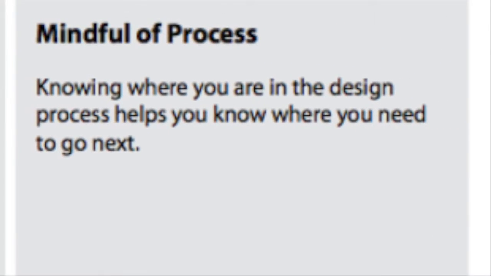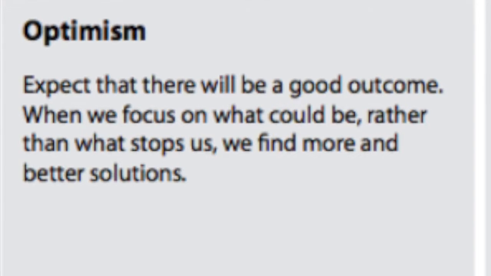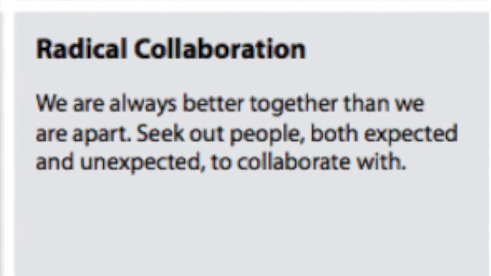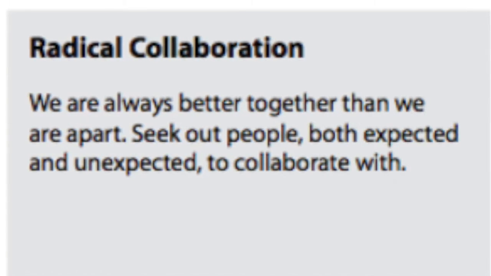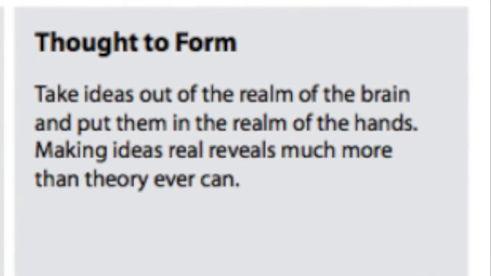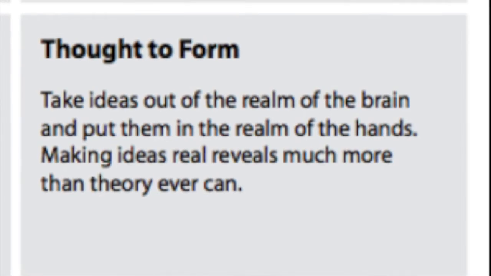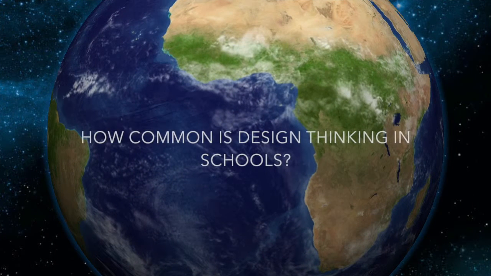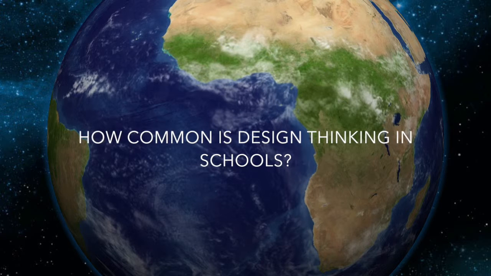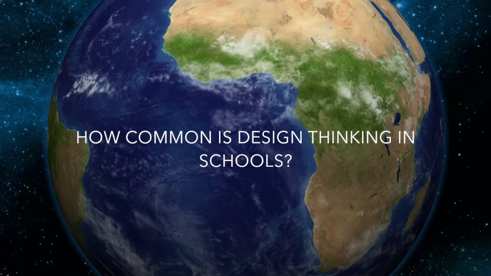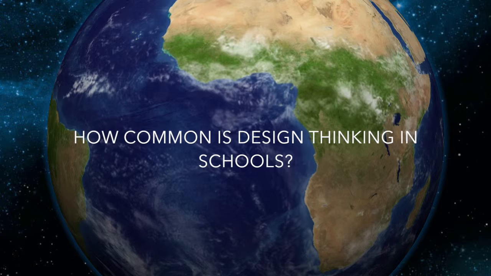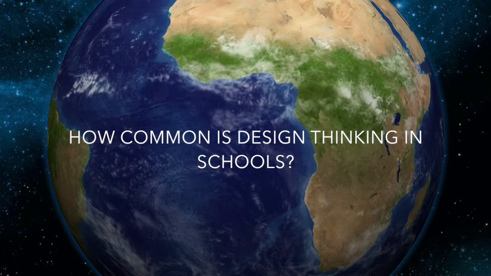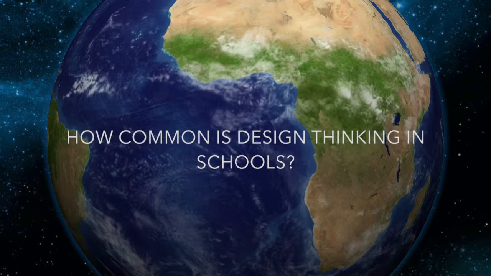6. Follow the design process. 7. Display optimism. 8. Are open to radical collaboration where no one person's ideas are superior. 9. Are willing to take thoughts and translate them into tangible forms. Not only does design thinking flourish under these conditions, but repeated use of the design process can help form these mindsets. These are all mindsets needed to be successful in our 21st century world. So this begs the question, how common is design thinking in schools?